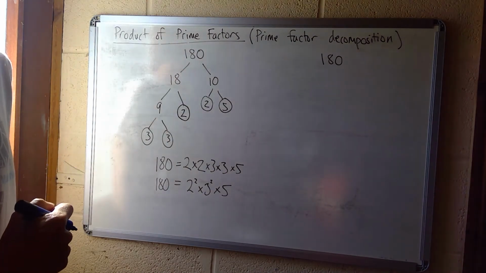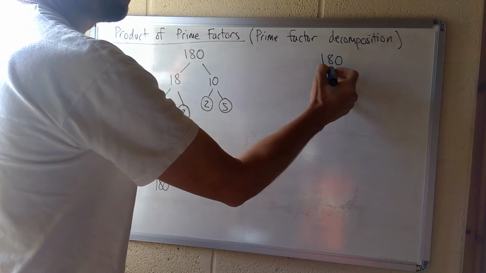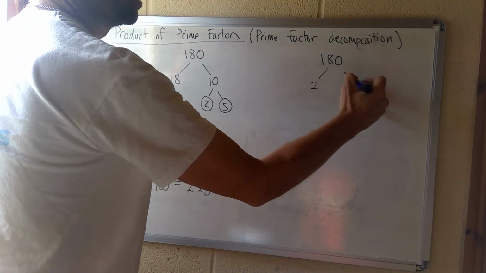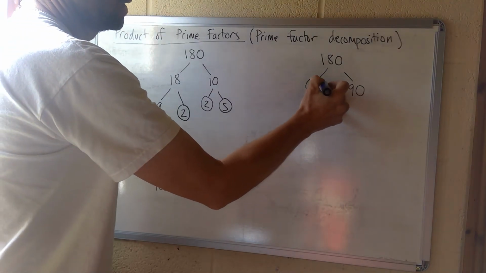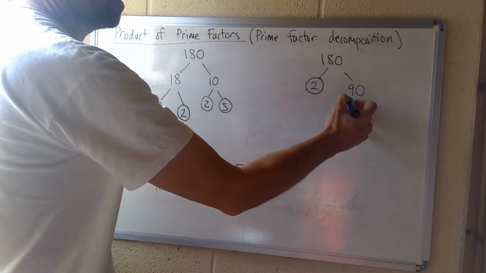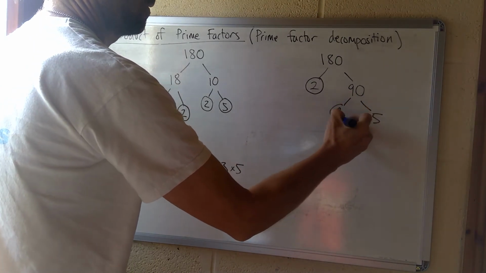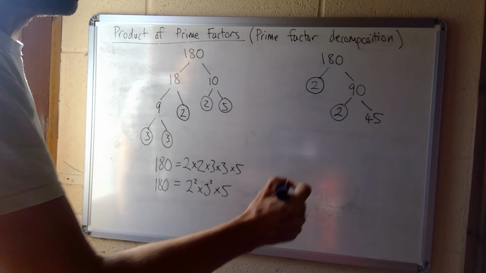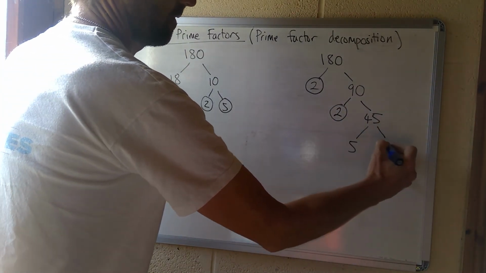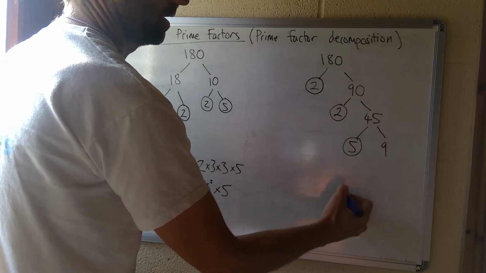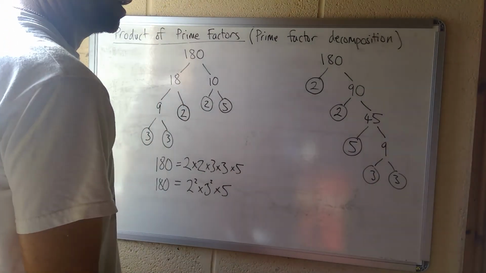Now the nice thing about this is I started with 18 and 10. Somebody else may have thought, well actually I think it's 2 times 90, which of course it is. 2 is prime, so that branch ends there. 90, you might see, well that's 2 and 45. 2 times 45. 2 is prime. 45 is in the 5 times table, 5 nines. 9 is 3 times 3.